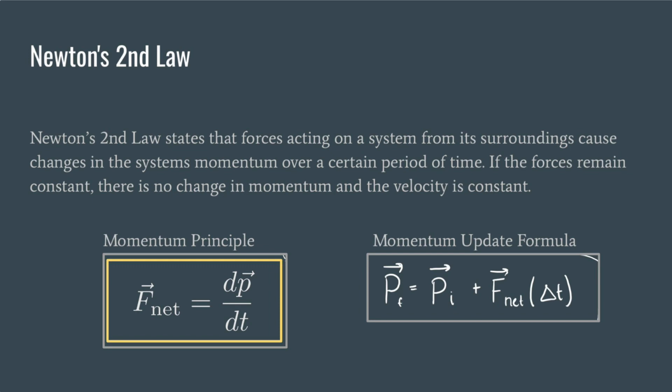Newton's second law states that forces acting on a system from its surroundings cause changes in the system's momentum over a certain period of time. If the forces remain constant, there is no change in momentum and the velocity is constant.